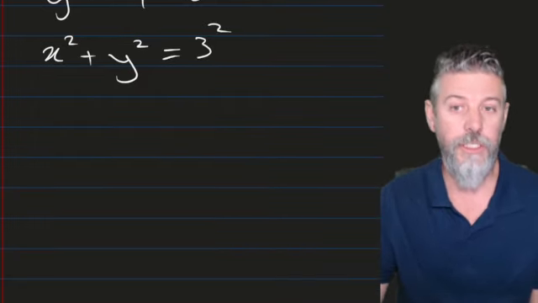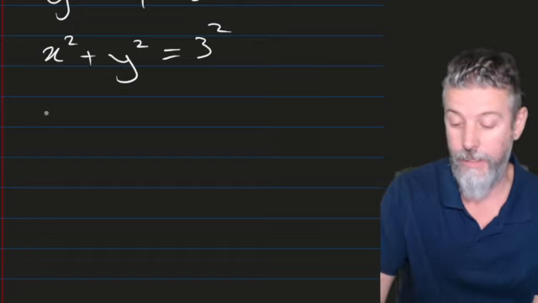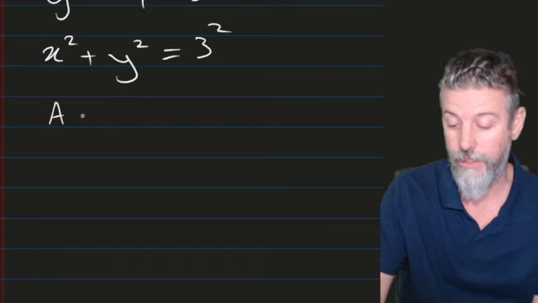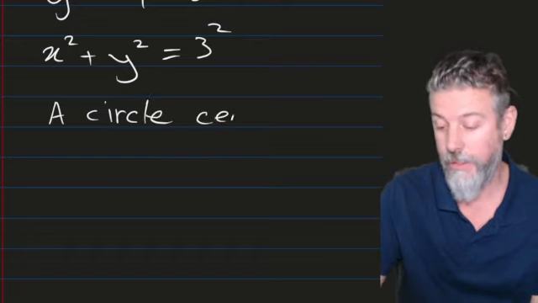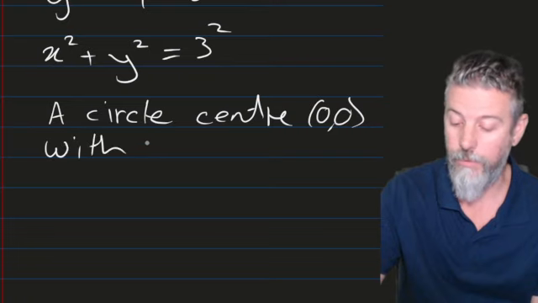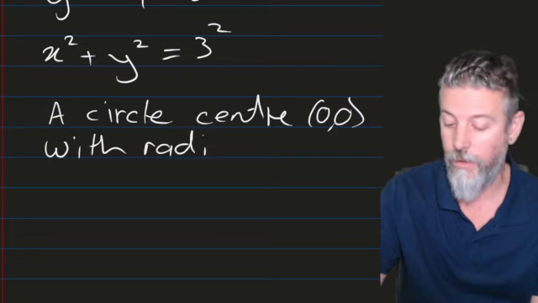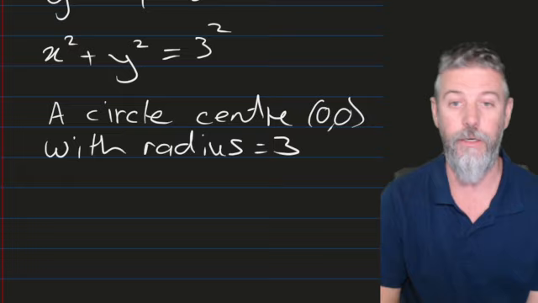So the question does say to describe the resultant function. So I would say, therefore, that we have a circle. And the thing we care about with circles is where its center is. A circle centered at (0, 0) with radius equals 3. That would be the features that they'd be looking for.